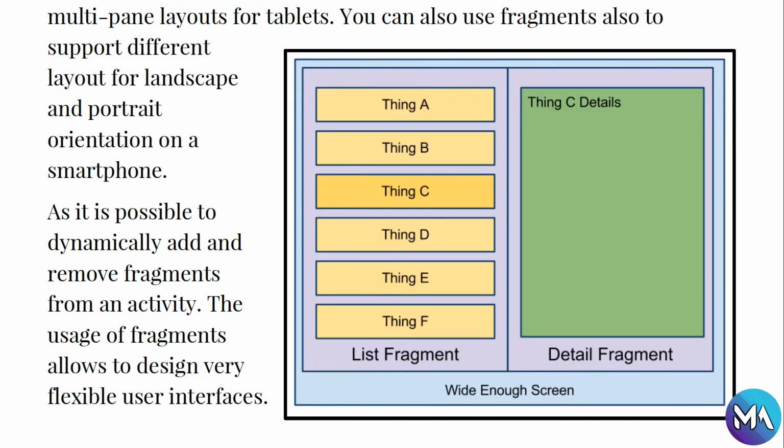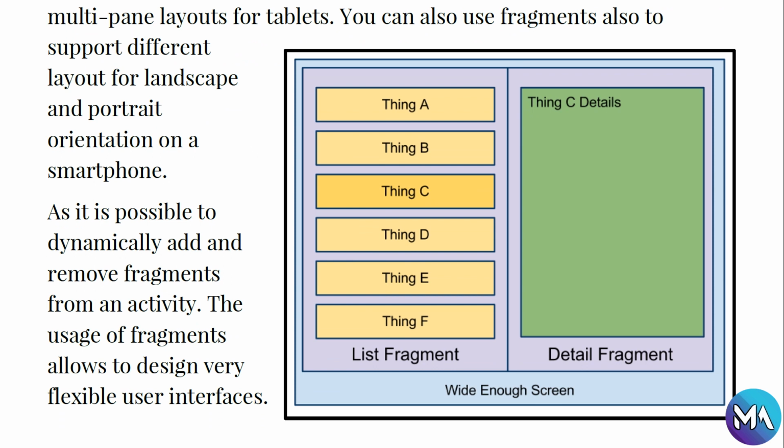So, as it's possible to dynamically add and remove fragments from an activity, the usage of fragments allows you to design very flexible user interfaces. If we look at this figure, we have things A, B, C, D, E, and F. This is a list in a fragment called the list fragment. On the other side, there is a detail fragment, so that when the user clicks on thing C, the thing C details will appear in the detail fragment. Here we have two fragments, the list fragment and the detail fragment.